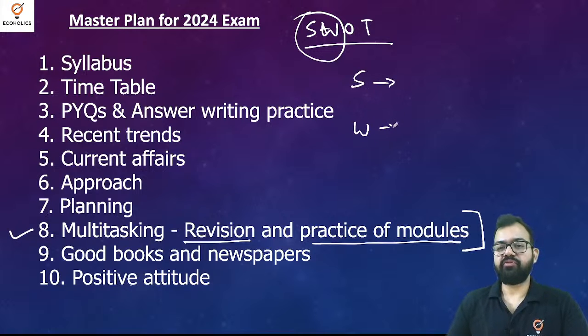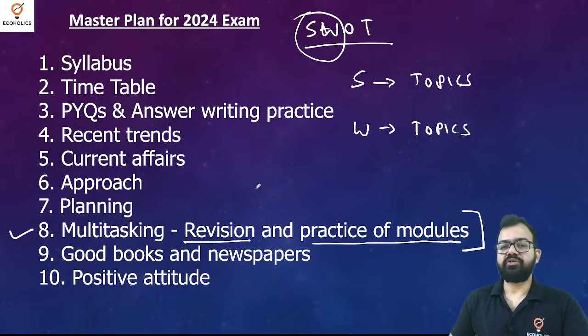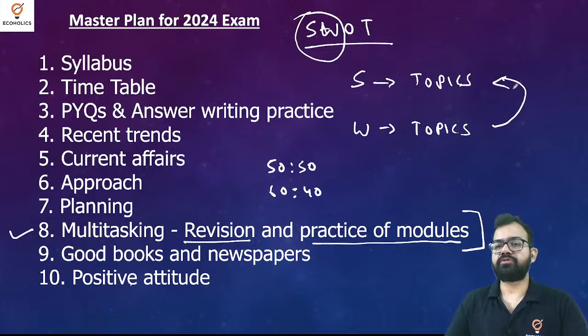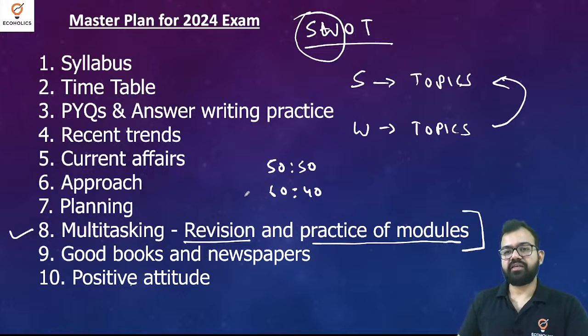Under strength, list out those topics and write them under strength. Here also list out those topics and write them under weakness. Then you divide the syllabus, like 50% strength and 50% weakness, or 60-40, and try to shift these topics toward strength. Again, people find multitasking very efficient.